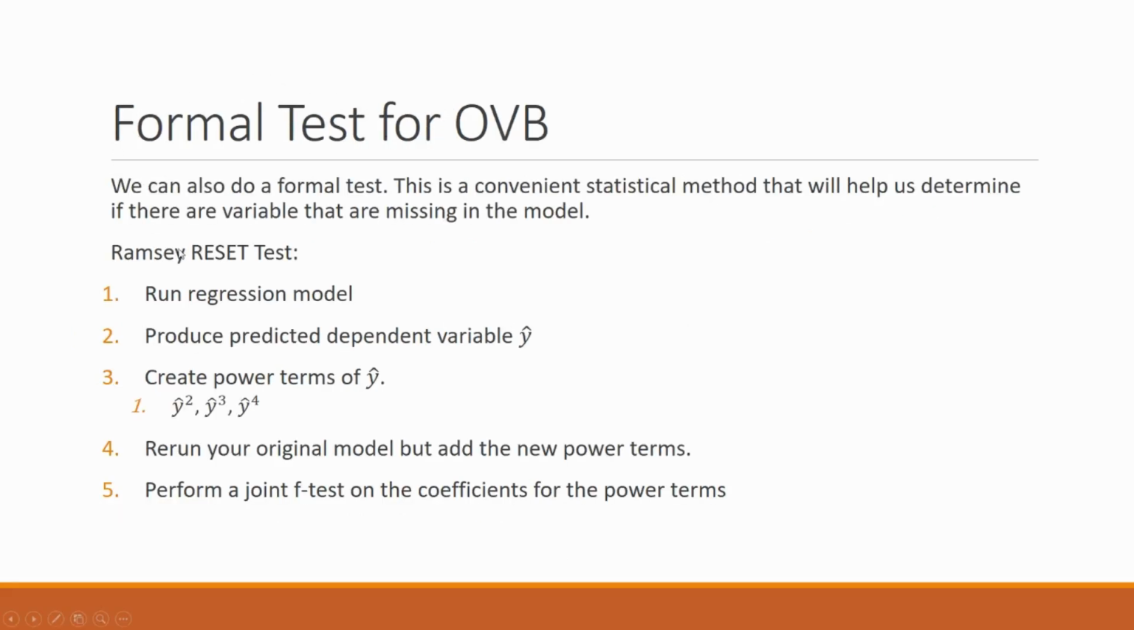Okay, but we also can use a formal test for OVB, omitted variable bias. This is a statistical method called the Ramsey RESET test. This is a procedure that we will use to formally test for whether or not there are missing variables from the data. And really what this is a test of is whether or not we are missing what we call polynomial terms.